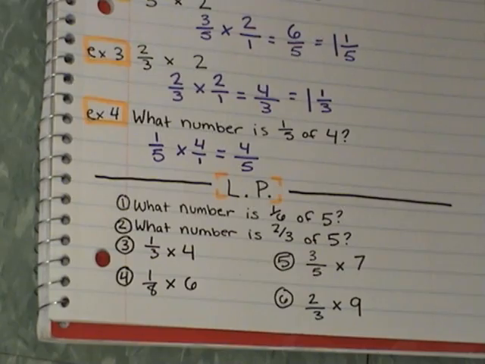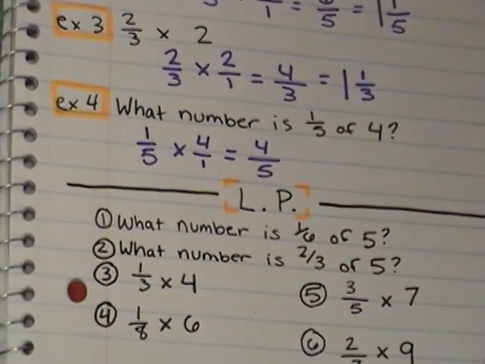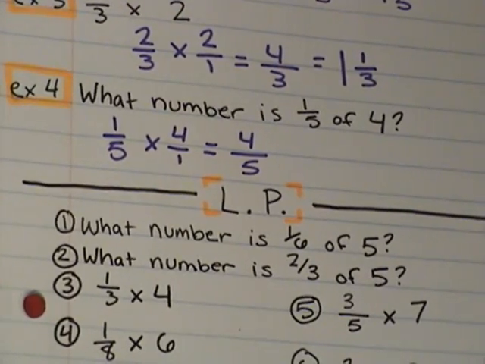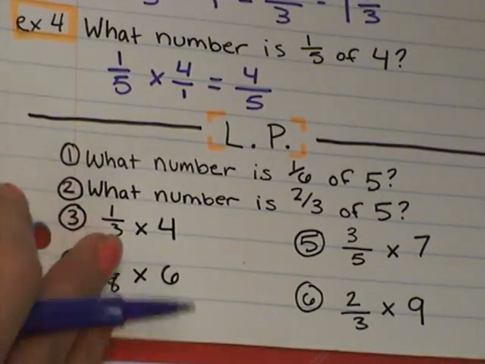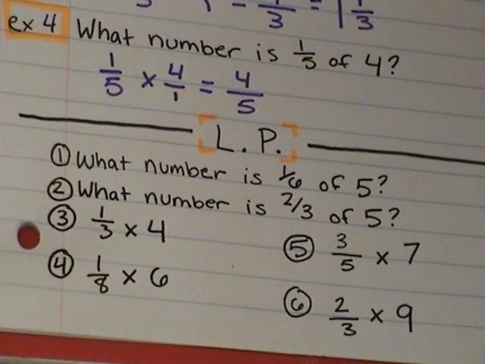Alright, and your lesson practice for today. Number 1. What number is 1/6 of 5? I'll zoom in so you can see it a little bit better. And it says, what number is 1/6 of 5? Number 2, what number is 2/3 of 5? 3, 1/3 times 4. 4, down here, 1/8 times 6. 5, 3/5 times 7. And 6, 2/3 times 9.